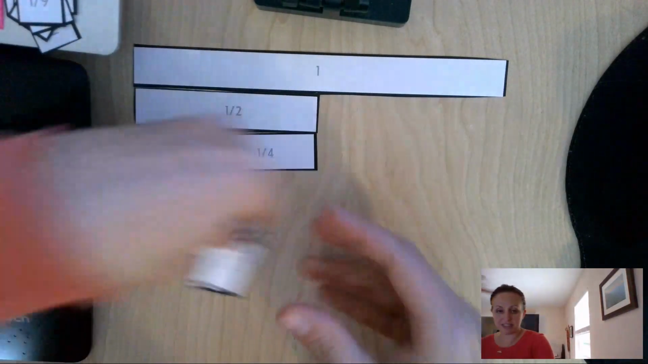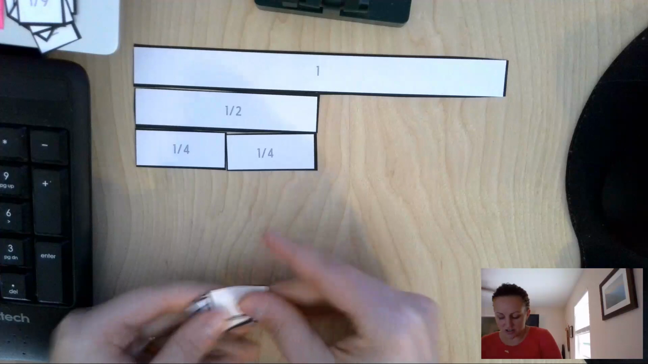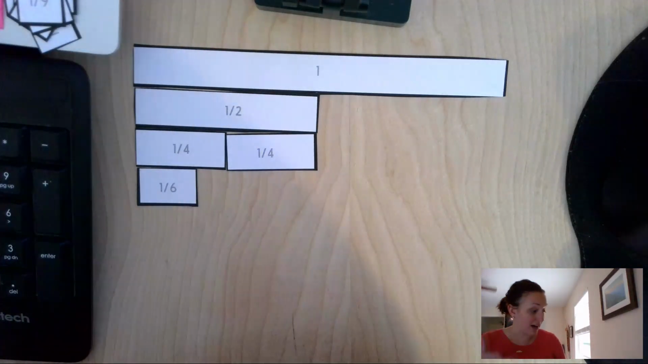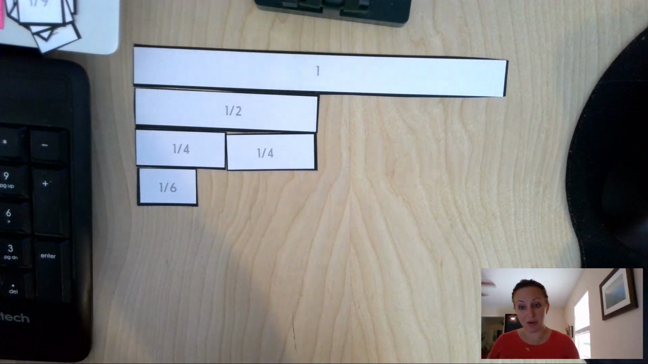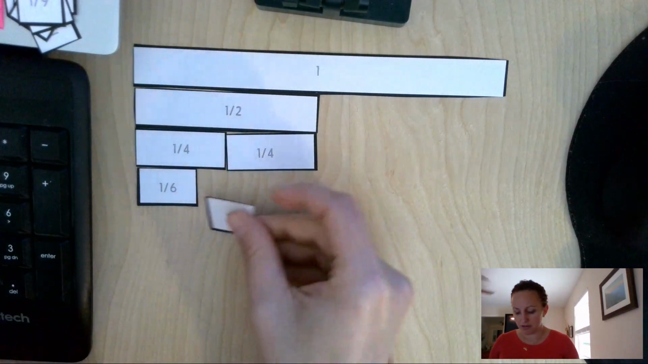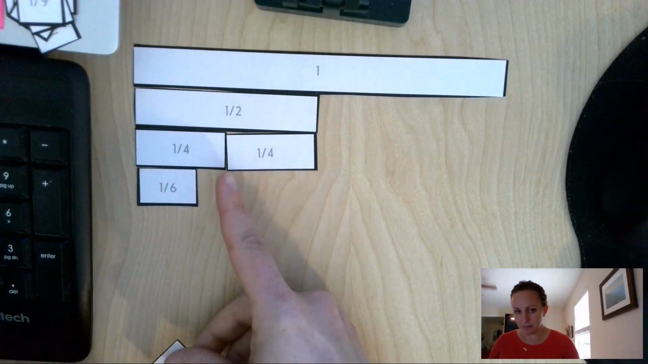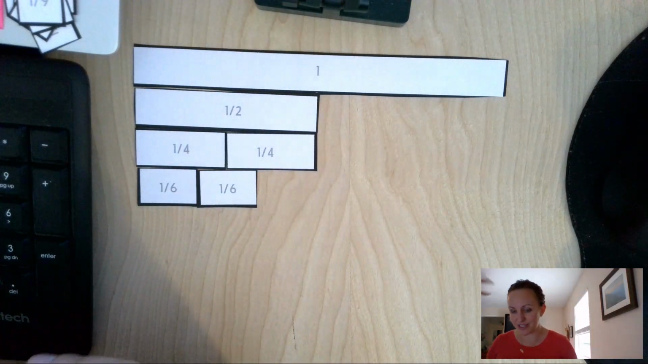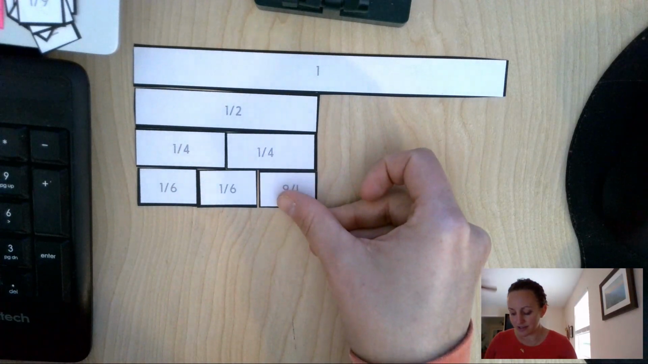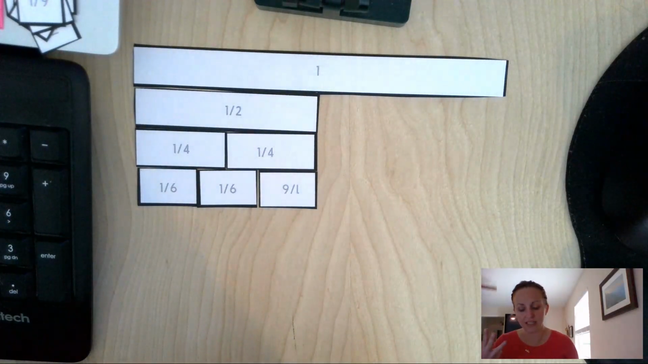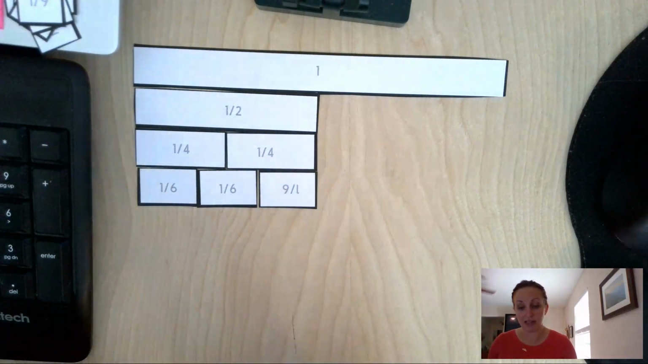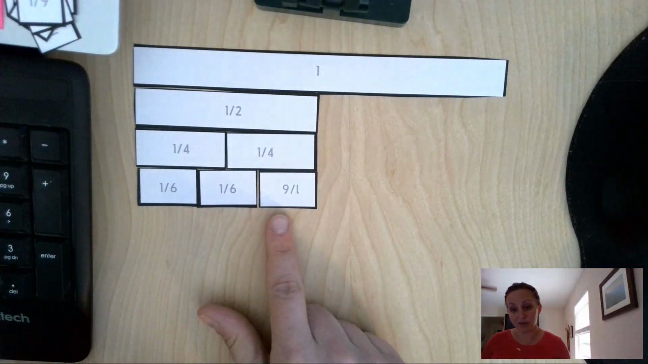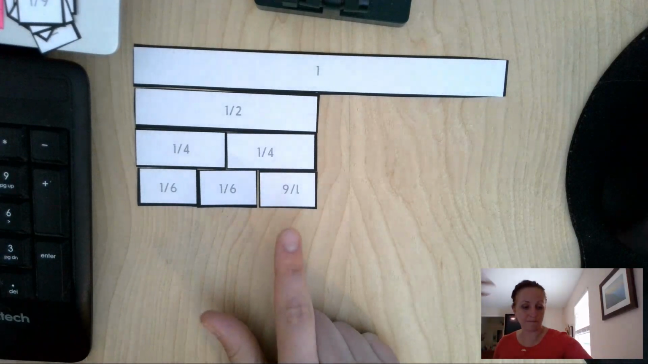Now I have my sixths. You see my pieces are getting smaller, by the way, so I'm noticing that as the pieces get smaller, I need more. With a fourth, I had 2, so I'm going to guess I probably need more than 2/6. Oh, look at that. If I have 3/6, that's the same thing as 1/2. Again, as my pieces got smaller, I needed more of them.